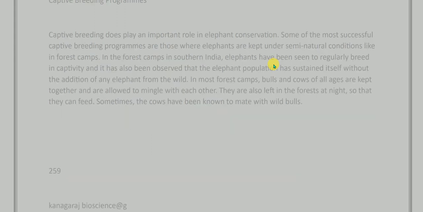Captive breeding programs. Captive breeding does play an important role in elephant conservation. Some of the most successful captive breeding programs are those where elephants are kept under semi-natural conditions, like in forest camps. In the forest camps in southern India, elephants have been seen to regularly breed in captivity, and it has also been observed that the elephant population has sustained itself without the addition of any elephant from the wild. In most forest camps, bulls and cows of all ages are kept together and are allowed to mingle with each other. They are also left in the forests at night, so that they can feed. Sometimes, the cows have been known to mate with wild bulls.